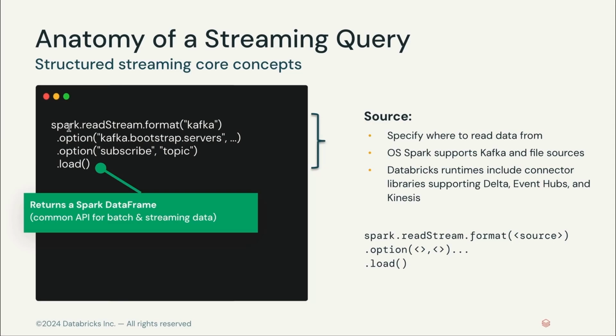So we use our Spark context, we call readStream on that, passing in a format of Kafka, for example. We might then have an option of our Kafka bootstrap servers or other options that might be available to us. And then we call load, and that's going to return a Spark data frame, which again uses that common API, right?